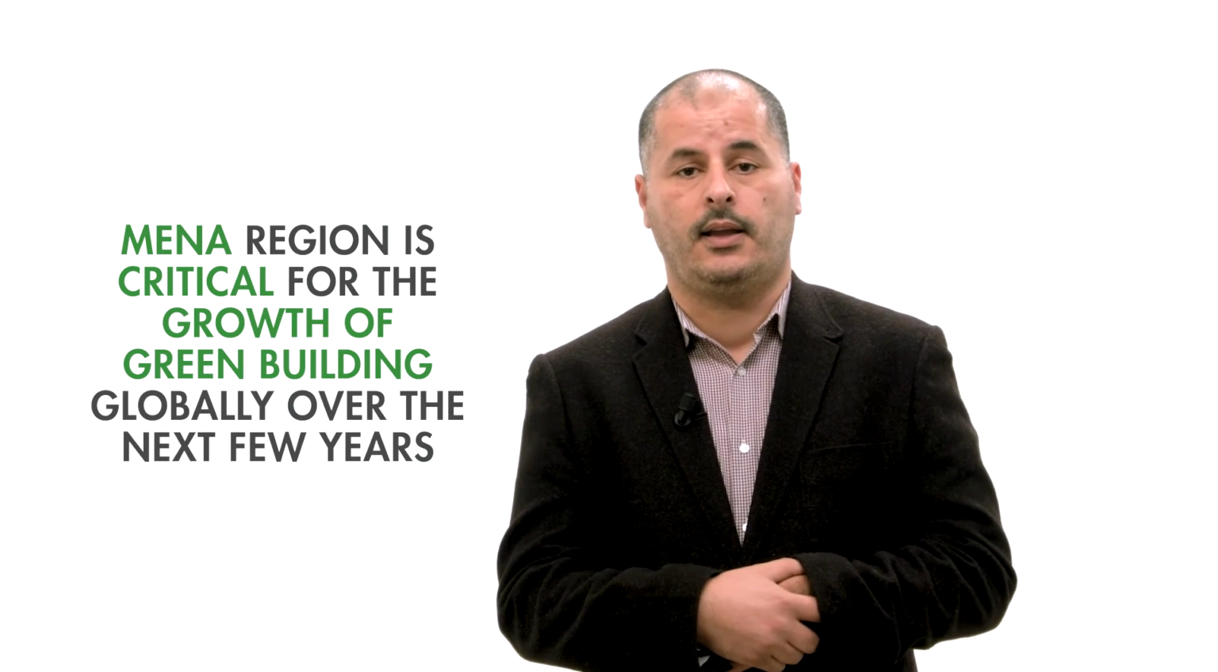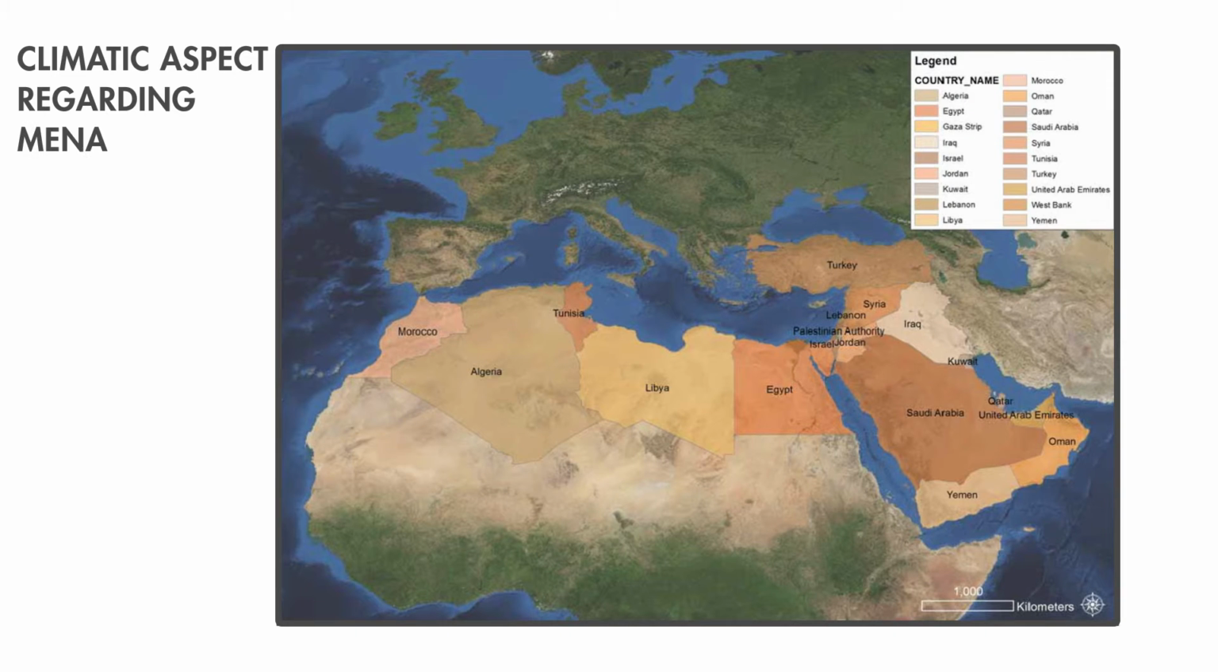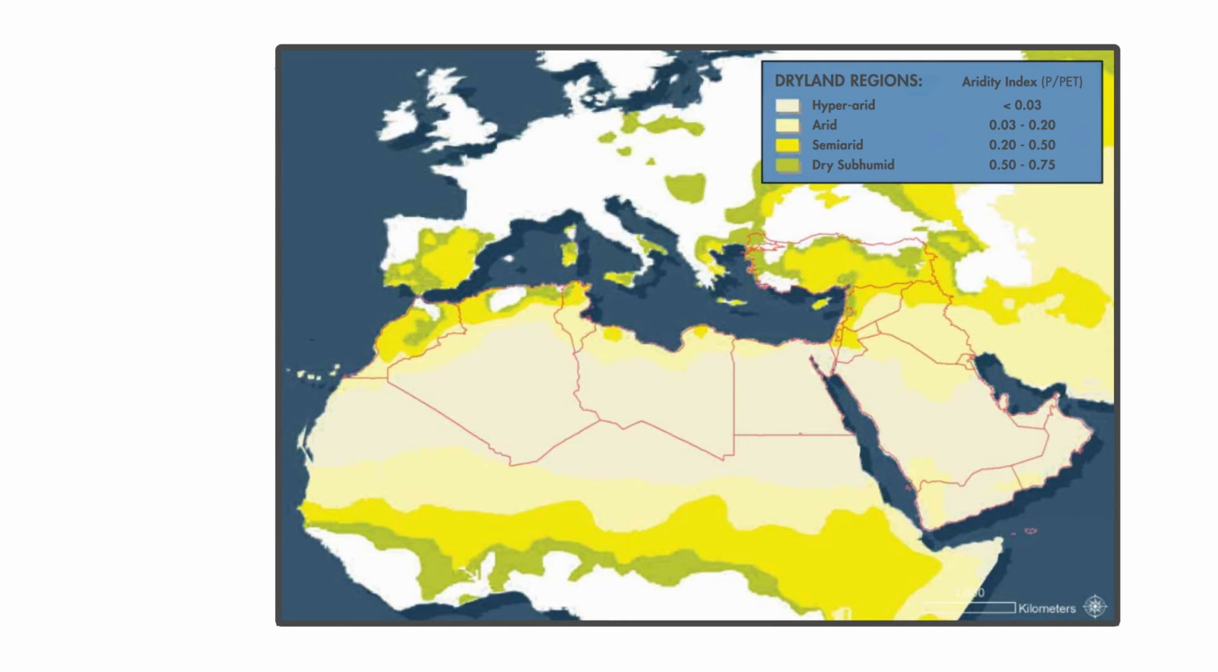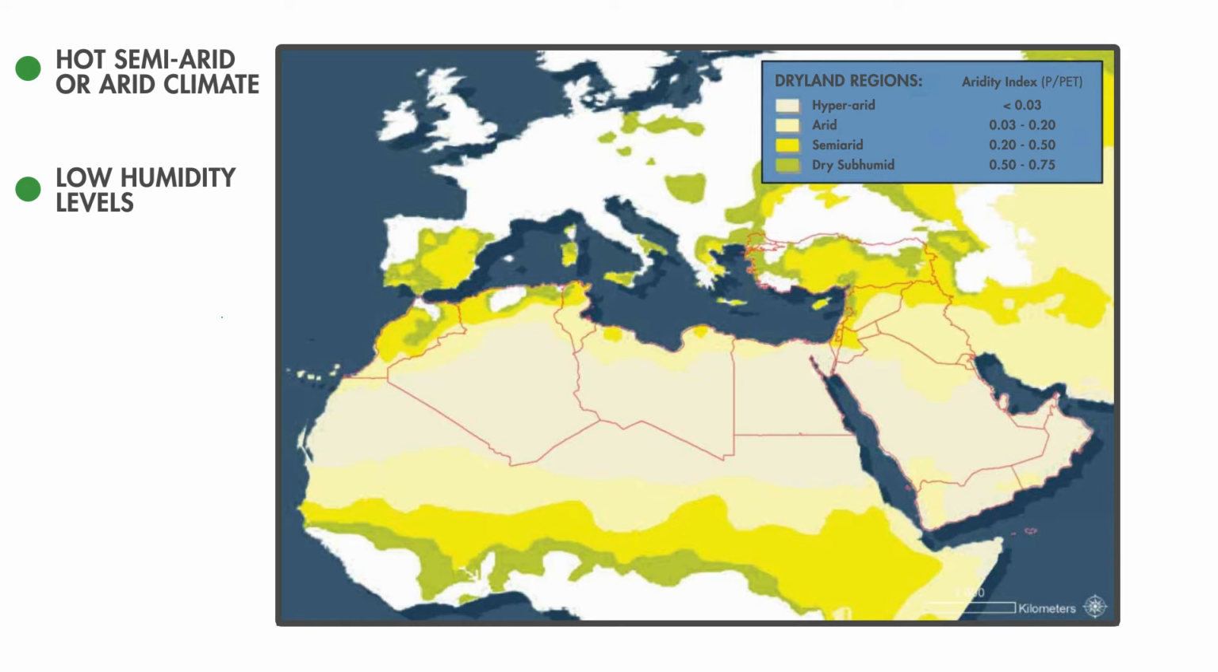The most important climatic aspect regarding MENA countries is that they are for the most part geographically located within the world desert belt. This means that most areas within MENA countries are characterized by a hot, semi-arid, arid or hyper-arid climate. Relative humidity levels in most areas, with the exception of coastal areas, are low, and annual average solar radiation is very high.